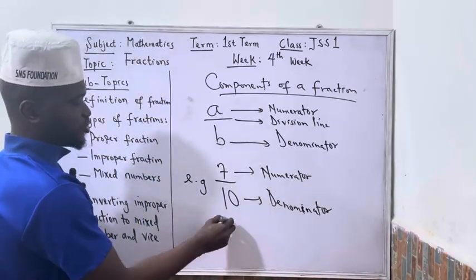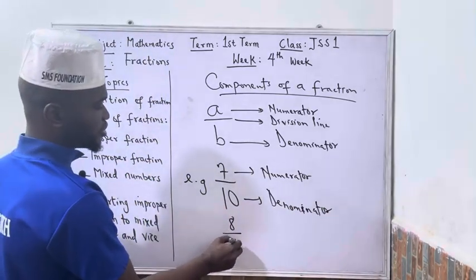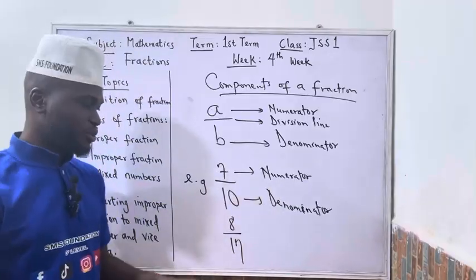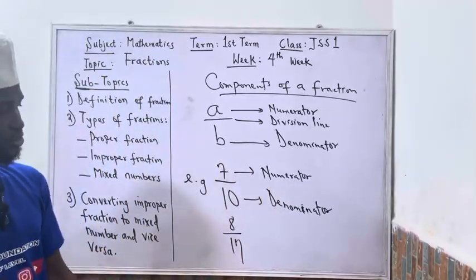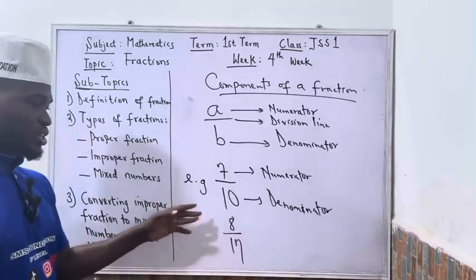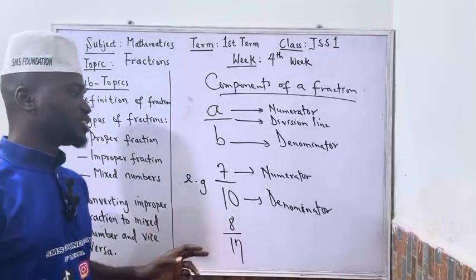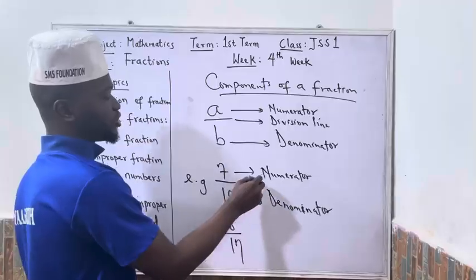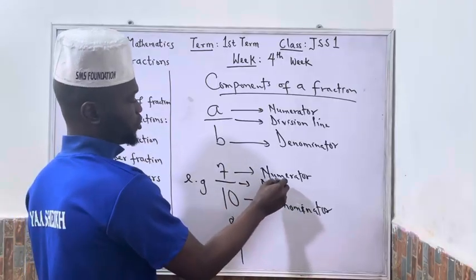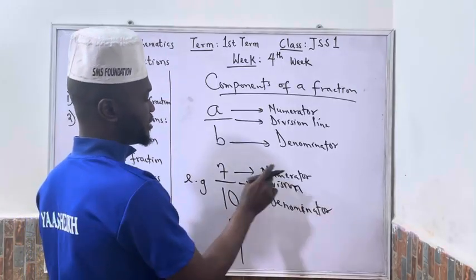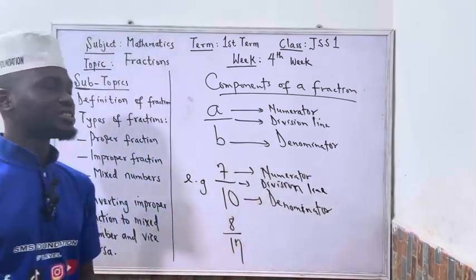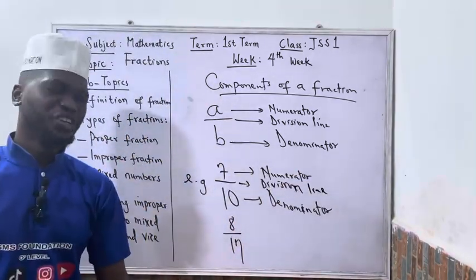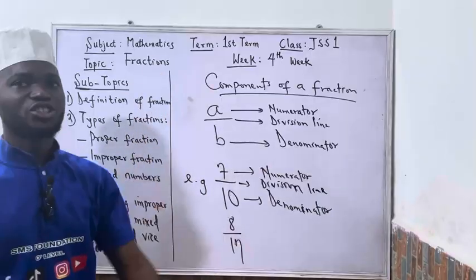Now if I give you 8/17, drop your answer in the comment section. Which one is the numerator and which one is the denominator? Let us know the numerator and the denominator in the comment section. And this is the division line. So this is all I mean by components of a fraction.